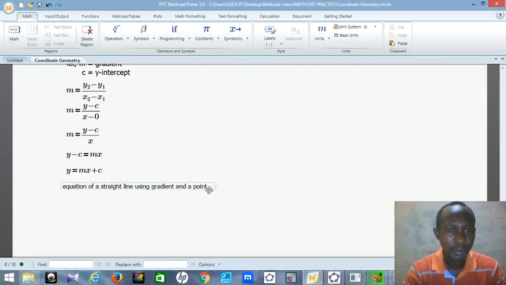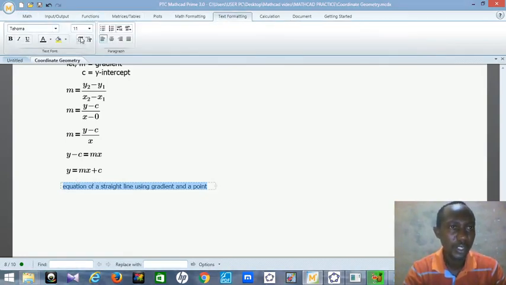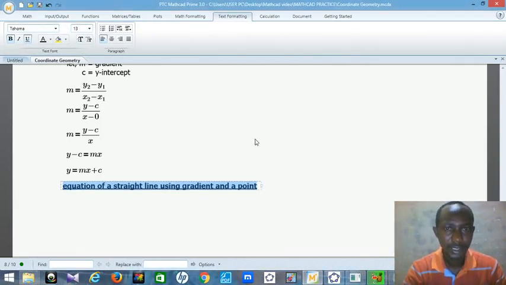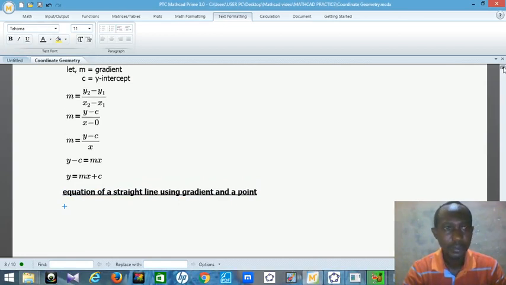In this particular type, the value for the gradient will be given. That's one thing you should take note about this type. In the first one we did, the value for the gradient is not given; we just use the equation of gradient to get it. But in this second one, the value for the gradient will be given. So we are still using the same approach: m is the gradient, c is the y-intercept.